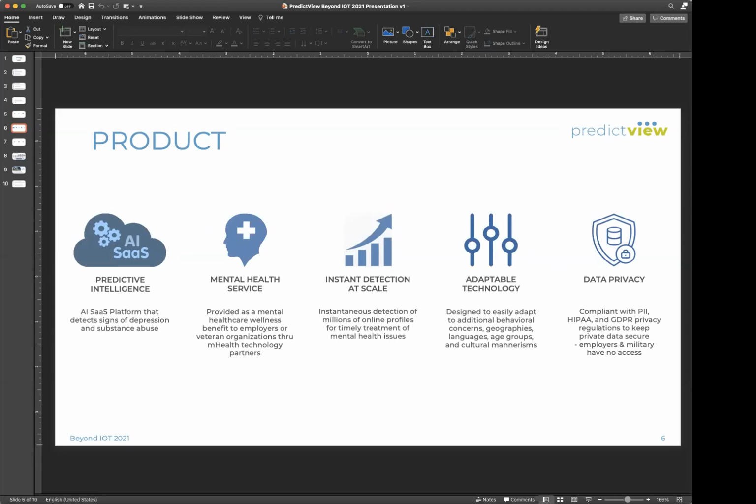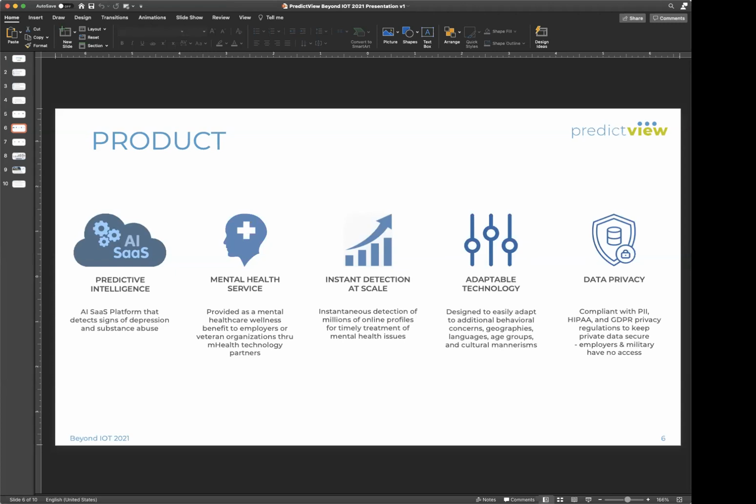So a little bit about the product that we call Predictive Intelligence. It is an AI software as a service platform that detects signs of depression and substance abuse. We call these signals. We will provide this as a mental health care wellness benefit to companies for their employees and to veteran organizations for their veteran members so that there is necessary trust for opt-in. We are doing this through mental health technology partners that already provide mental wellness treatment solutions. We simply add on and provide a detection feature for their application.